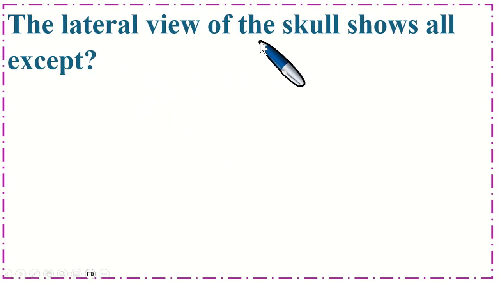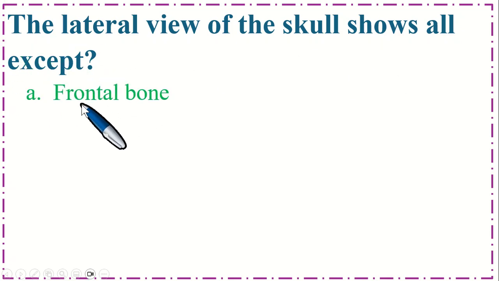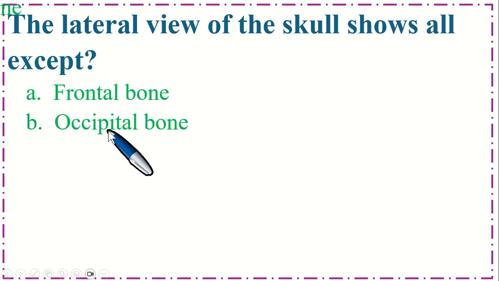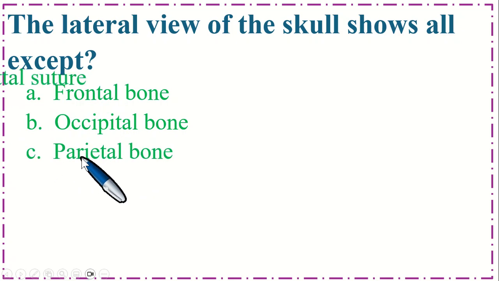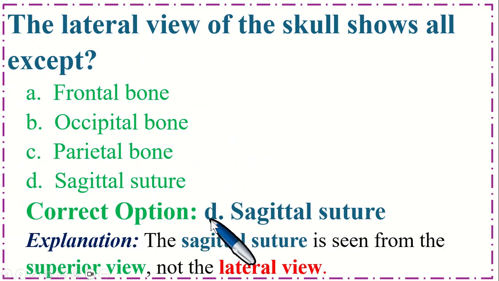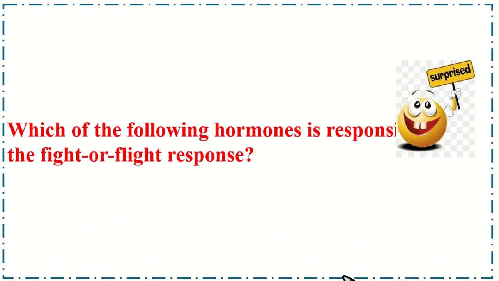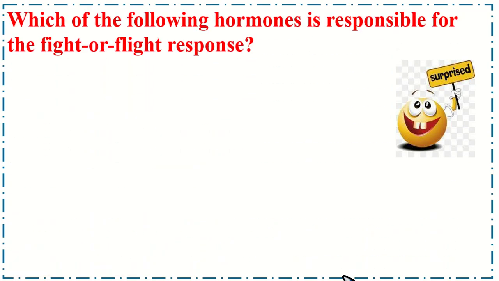The lateral view of the skull shows all except option A frontal bone, B occipital bone, C parietal bone, and option D sagittal suture. So the correct option is D sagittal suture. The sagittal suture is seen from the superior view, not the lateral view. So this is a very important MCQ.